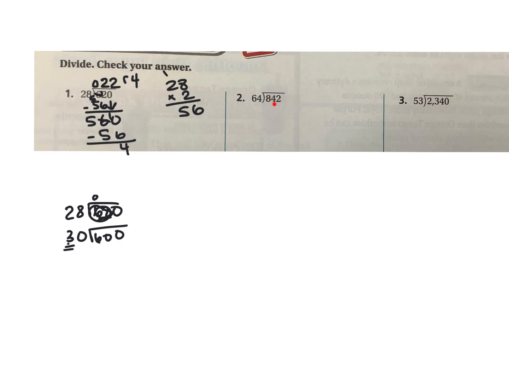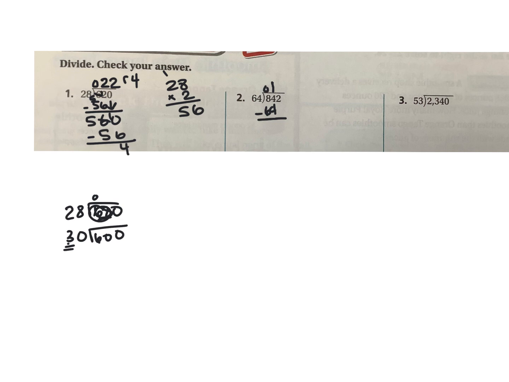I have 842 divided by 64. 64 times 0 gives me 8. I can't fit 64 into 8, right? 64 times what number gets me 84? Well, 64, if I double 60 is 120, and that's way over 80. So on this one, I know that it's going to be a 1. Sometimes you can just see it.